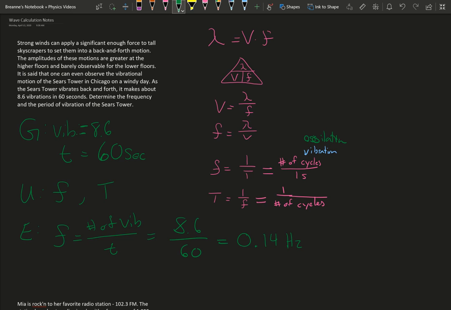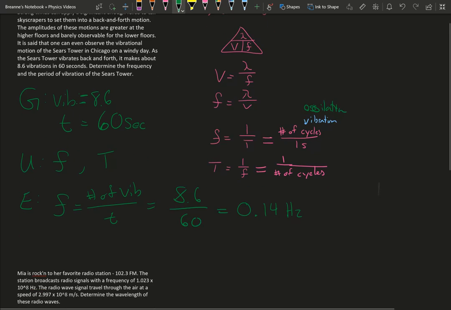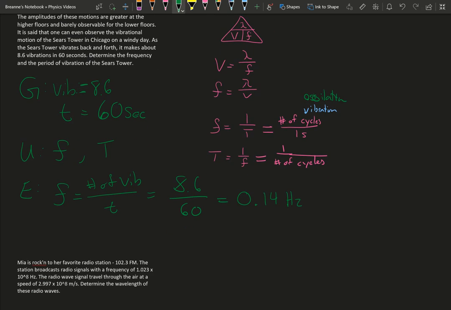Now, to solve for your period, there's two different ways you can do it. You can either do just 1 over frequency, which would be 1 over 0.14. You plug that in your calculator. You get 7.14, and remember that's in seconds, your period's in seconds.